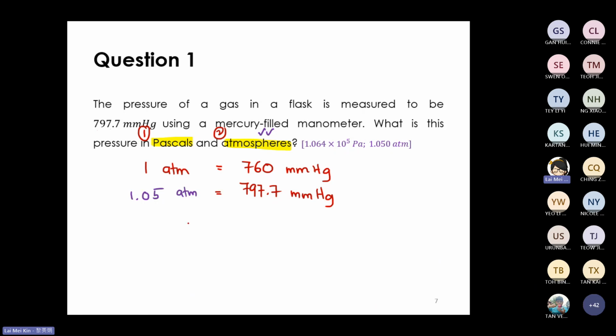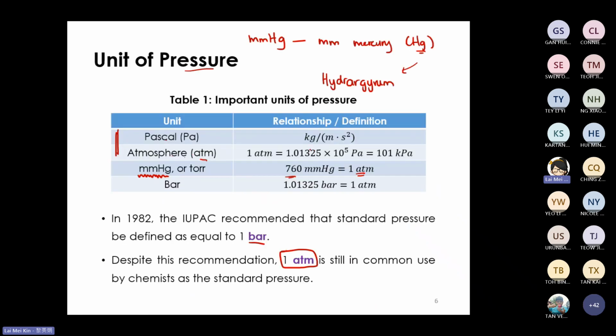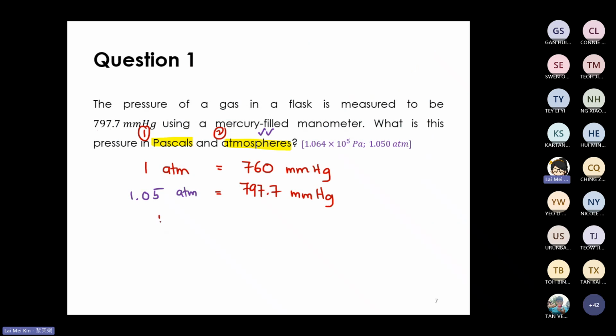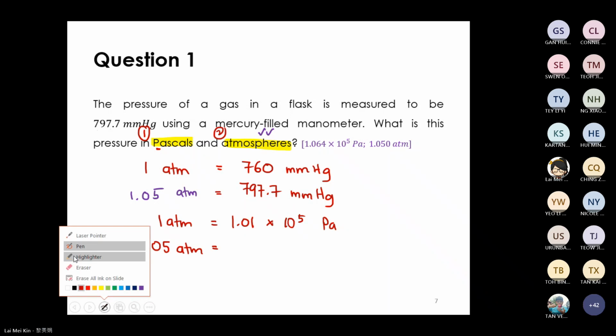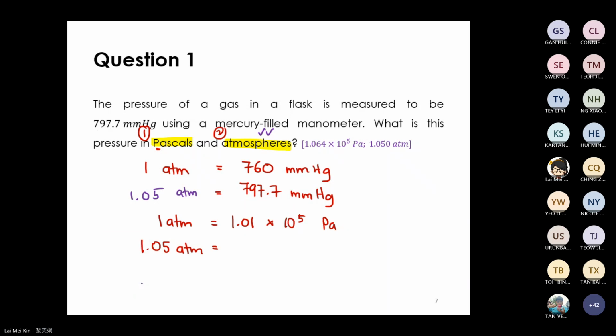And then next, also from the table, we know that 1 atm is 1.01 times 10 to the power 5 Pascal. Because they want the unit in Pascal, don't use kilopascal, use Pascal. So if I have 1.05 atm, what do you get?